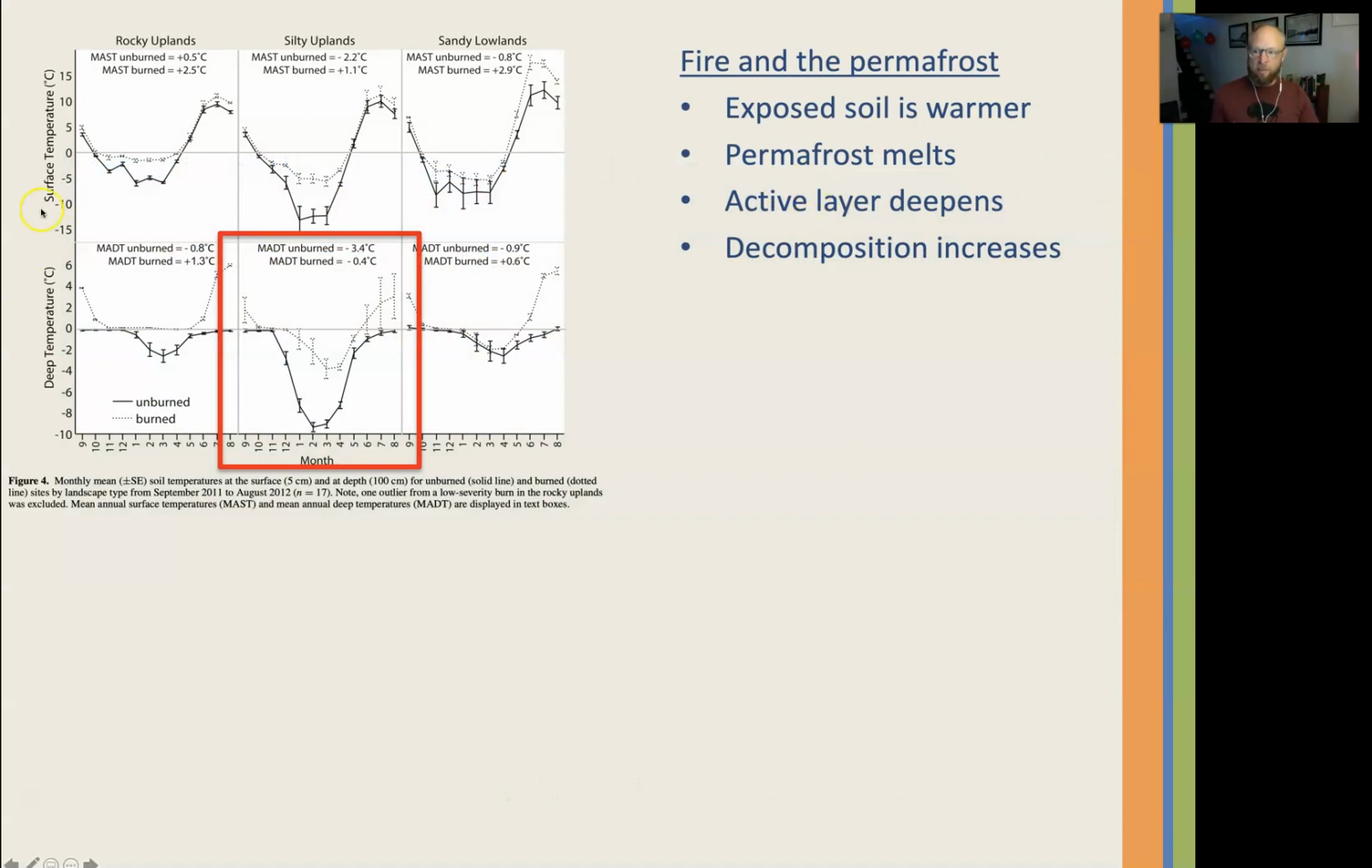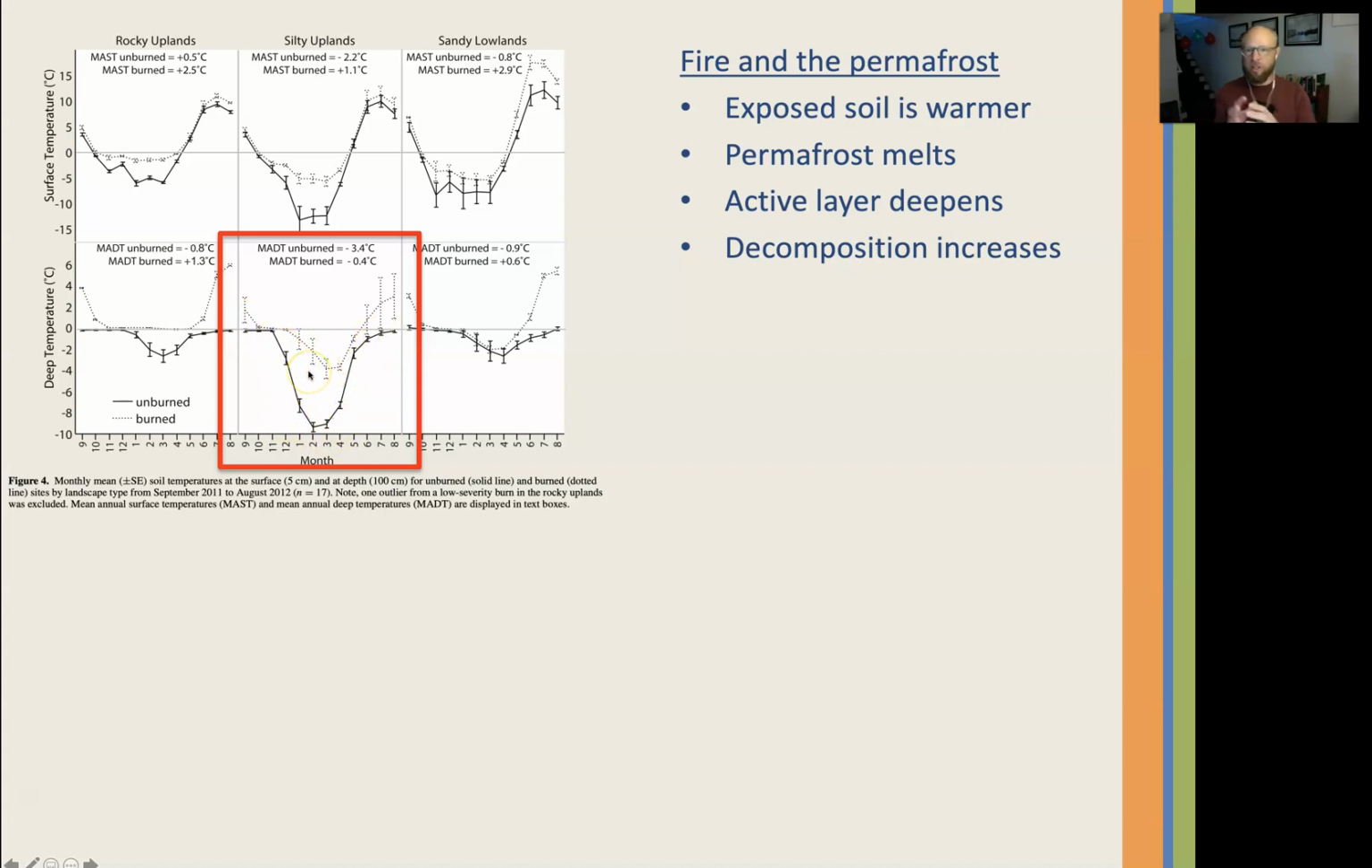And here's just an example of the temperatures that are experienced in the soil with and without organic layer. So we've got several different soil types. At the top, we've got these rocky uplands, silty uplands, and sandy lowlands. And then we've got surface temperature, which I think it will tell you, is at 5 centimeters, and then deep temperatures at 100 centimeters. So I'm just focusing on this box right here. And we've got two lines here representing soil temperatures. The dotted line is the burned, and the solid line is the unburned.